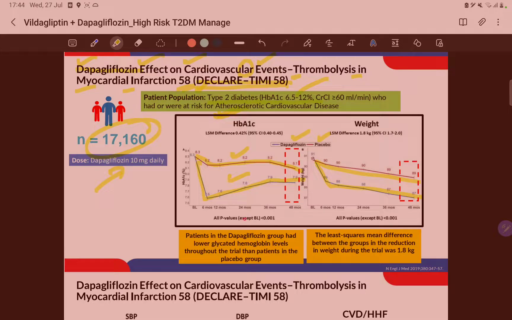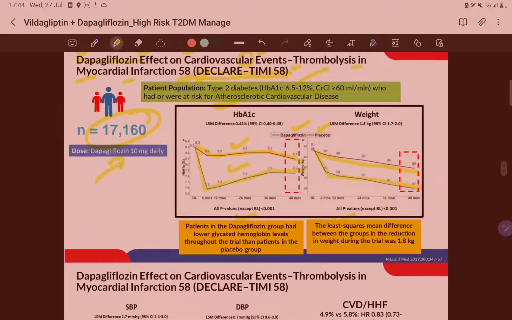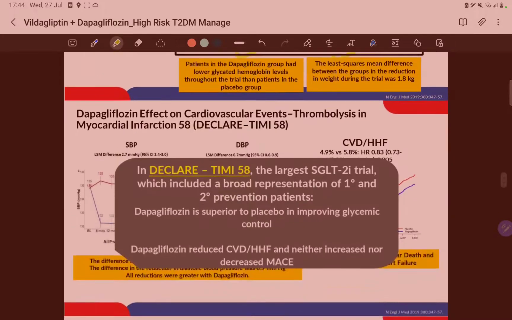So what we see is that the patients in the dapagliflozin group had lower glycated hemoglobin levels throughout the trial than patients in the placebo group. Also in the weight, the least squares mean difference between the groups in the reduction in weight during the trial was 1.8 kg. So overall dapagliflozin decreased the weight as well as the HbA1c of the patients.